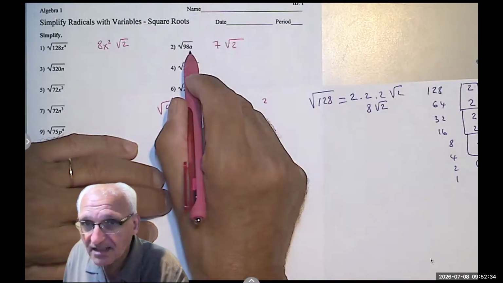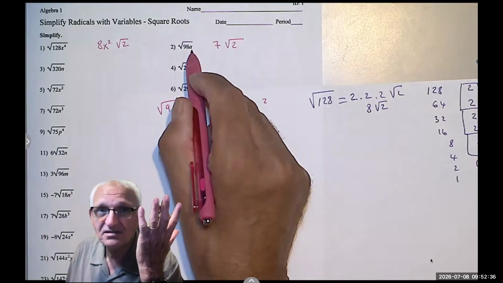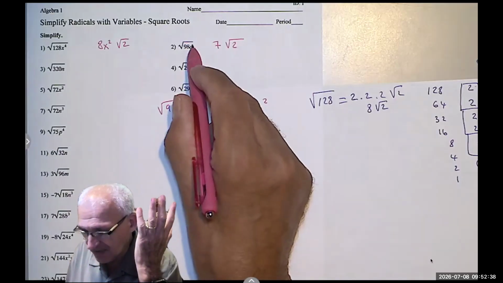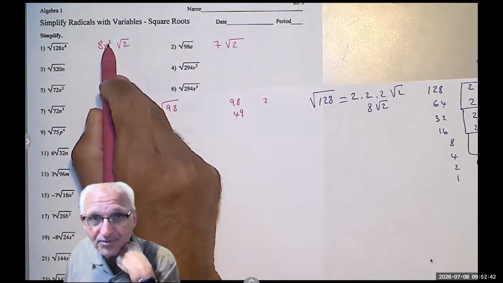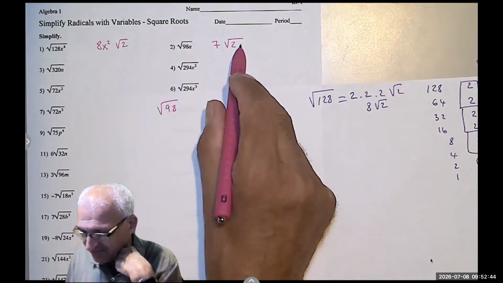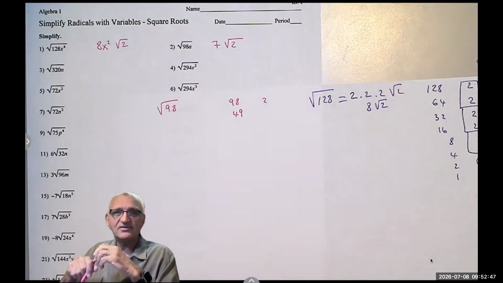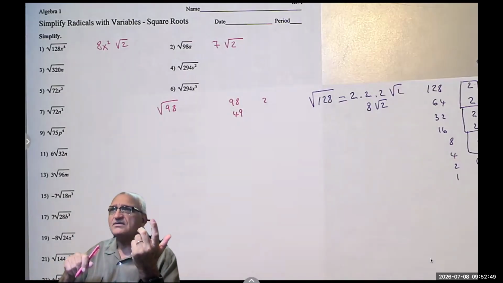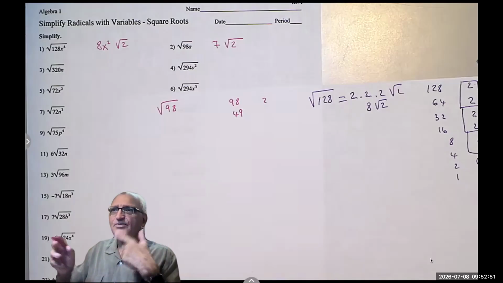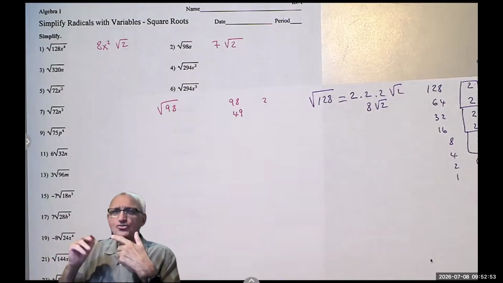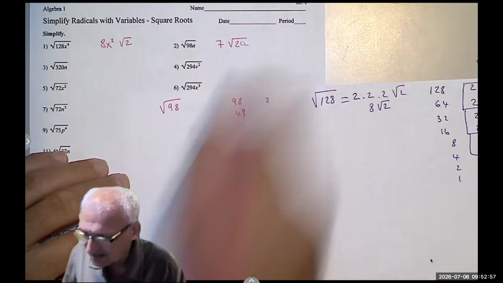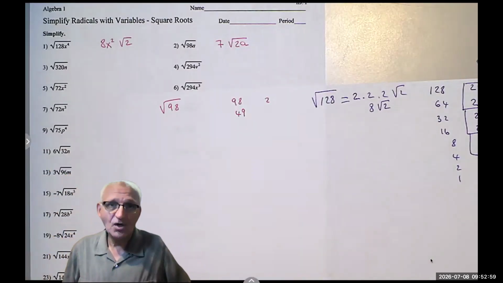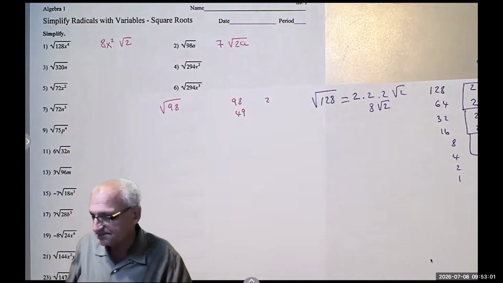How about the a? It's a single a, so I cannot divide it by 2. In the previous problem I divided the exponent 4 by 2 and wrote it outside. If I divide 1 by 2, I get 1 half. Wait a second. We learned in exponents that 1 half is the square root. So I didn't do anything, and it stays inside because it's odd. Only when the exponent is even can I take it out.